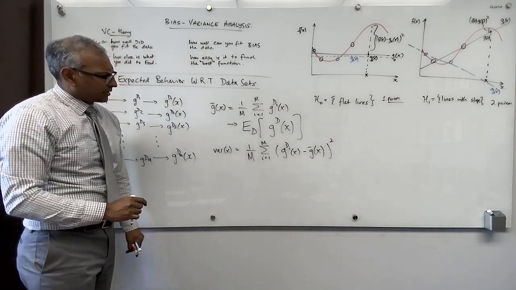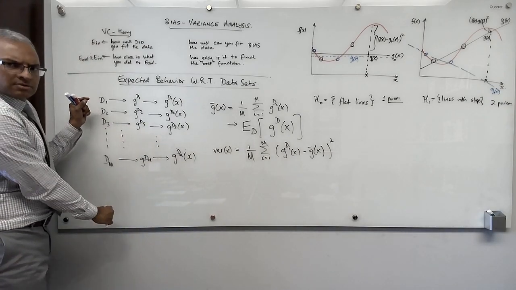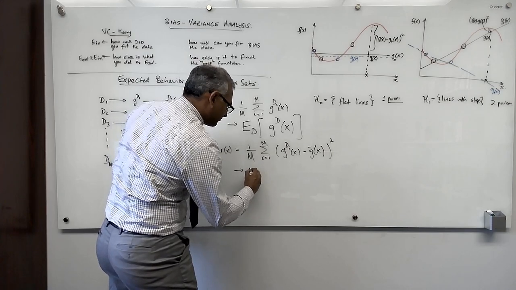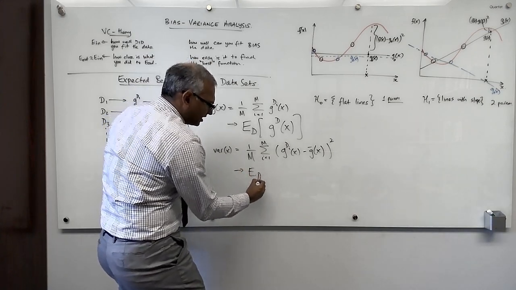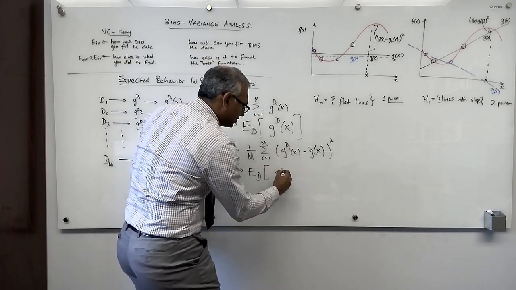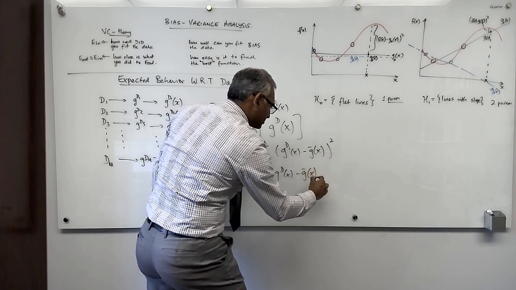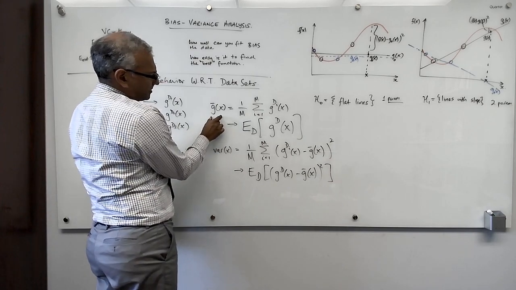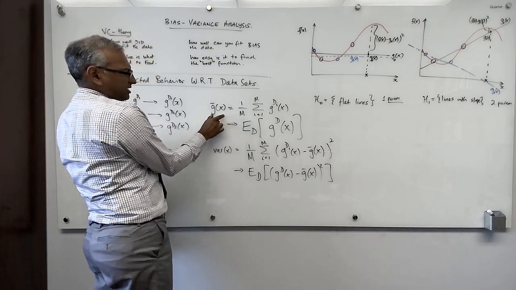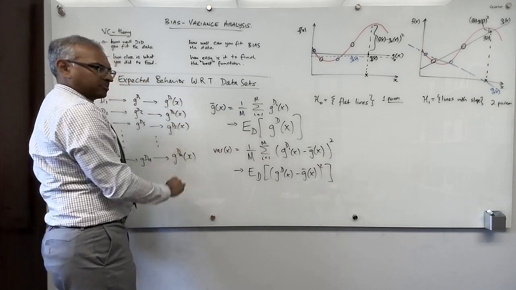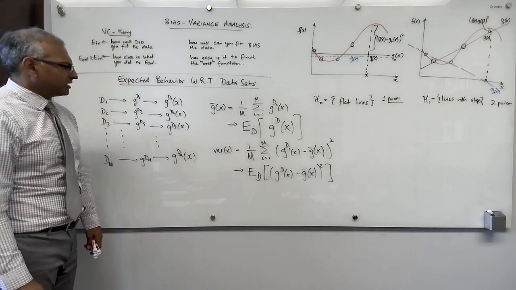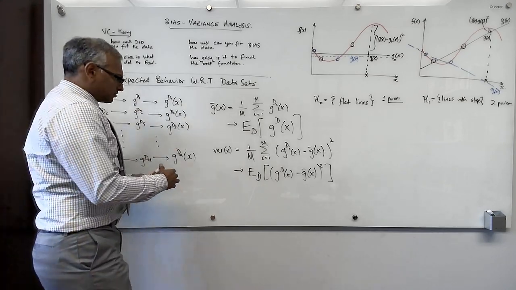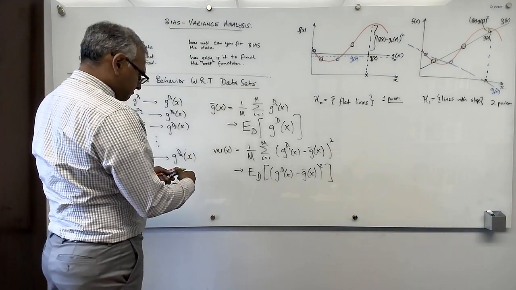As I take the number of data sets larger and larger, this approaches the variance. So this is an average, the expected value over data sets of the quantity g D of x minus g bar of x, squared. So this is the expected prediction, and this is the variance of the predictions. And now let's look at the error.